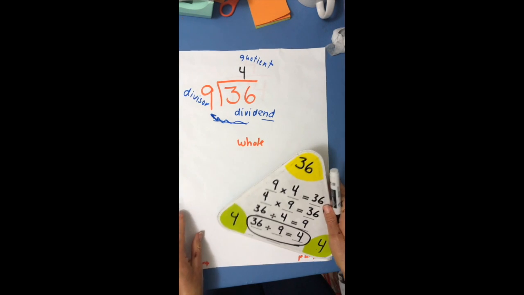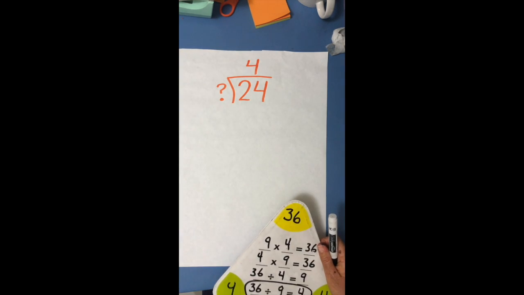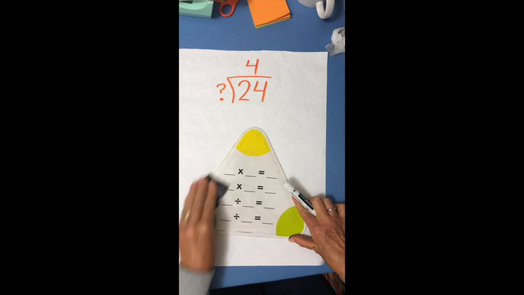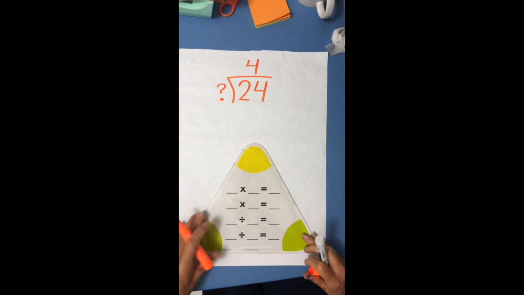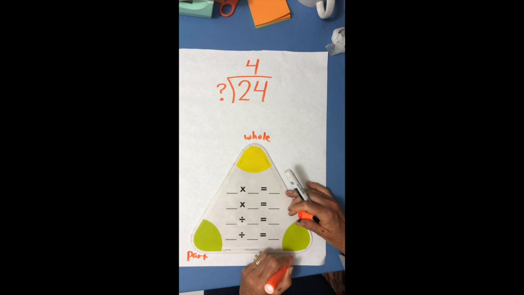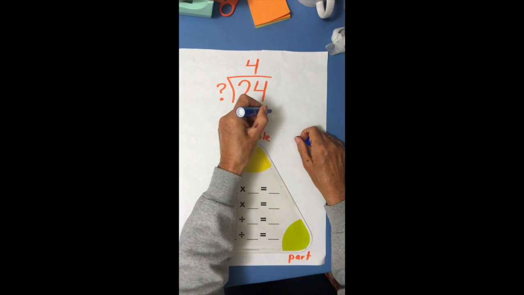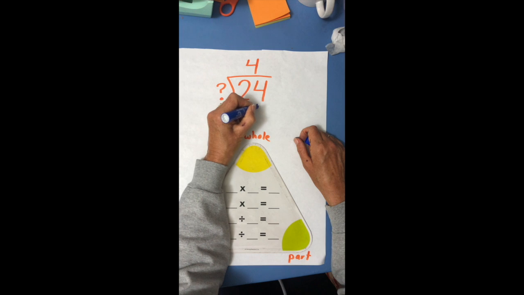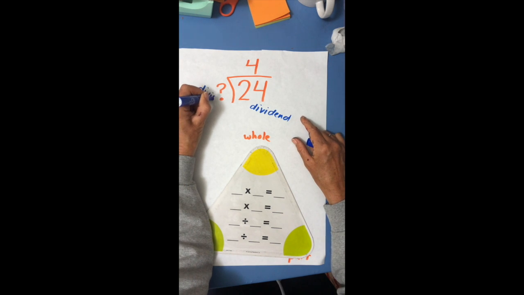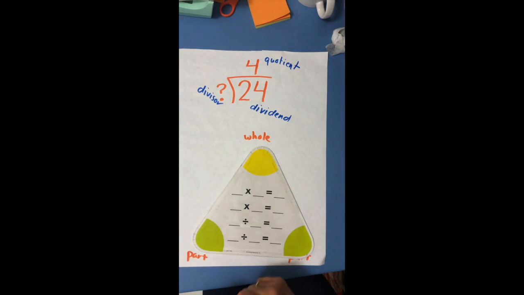Okay, next problem. Okay, this is the last problem. So again, I have my fact family. And I know the top number is the whole, and this is a part, and this is a part. And I know this is my dividend, divisor, quotient. I make that little C movement. So dividend, divisor, quotient.